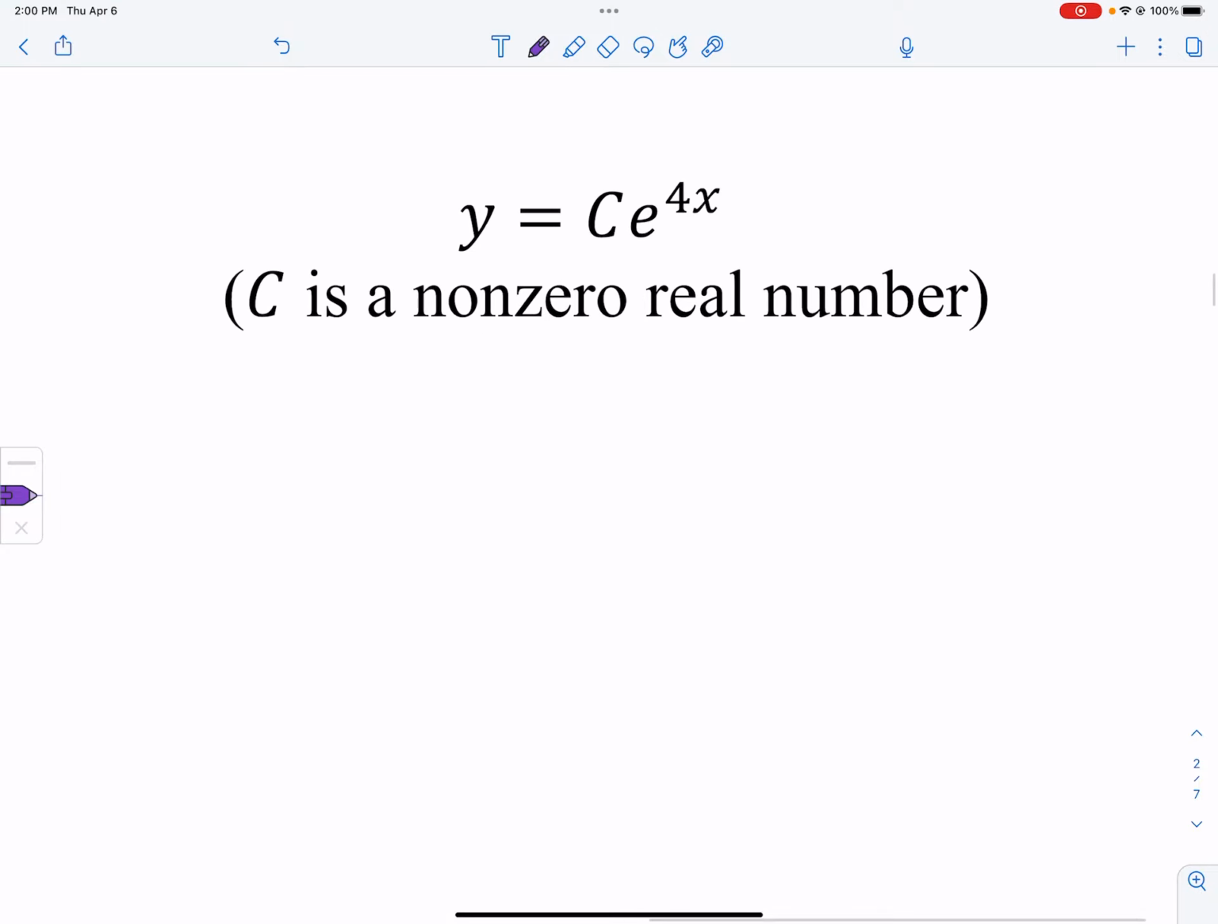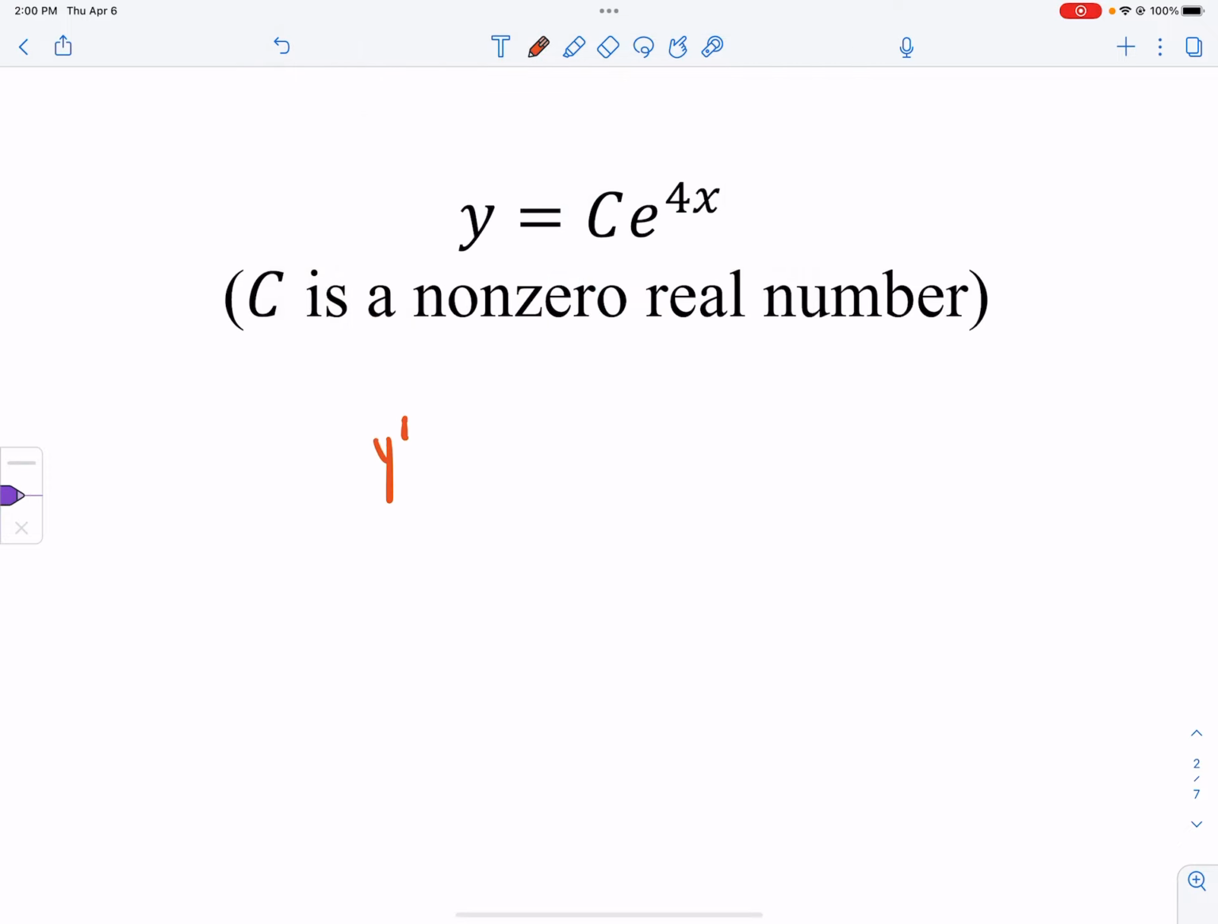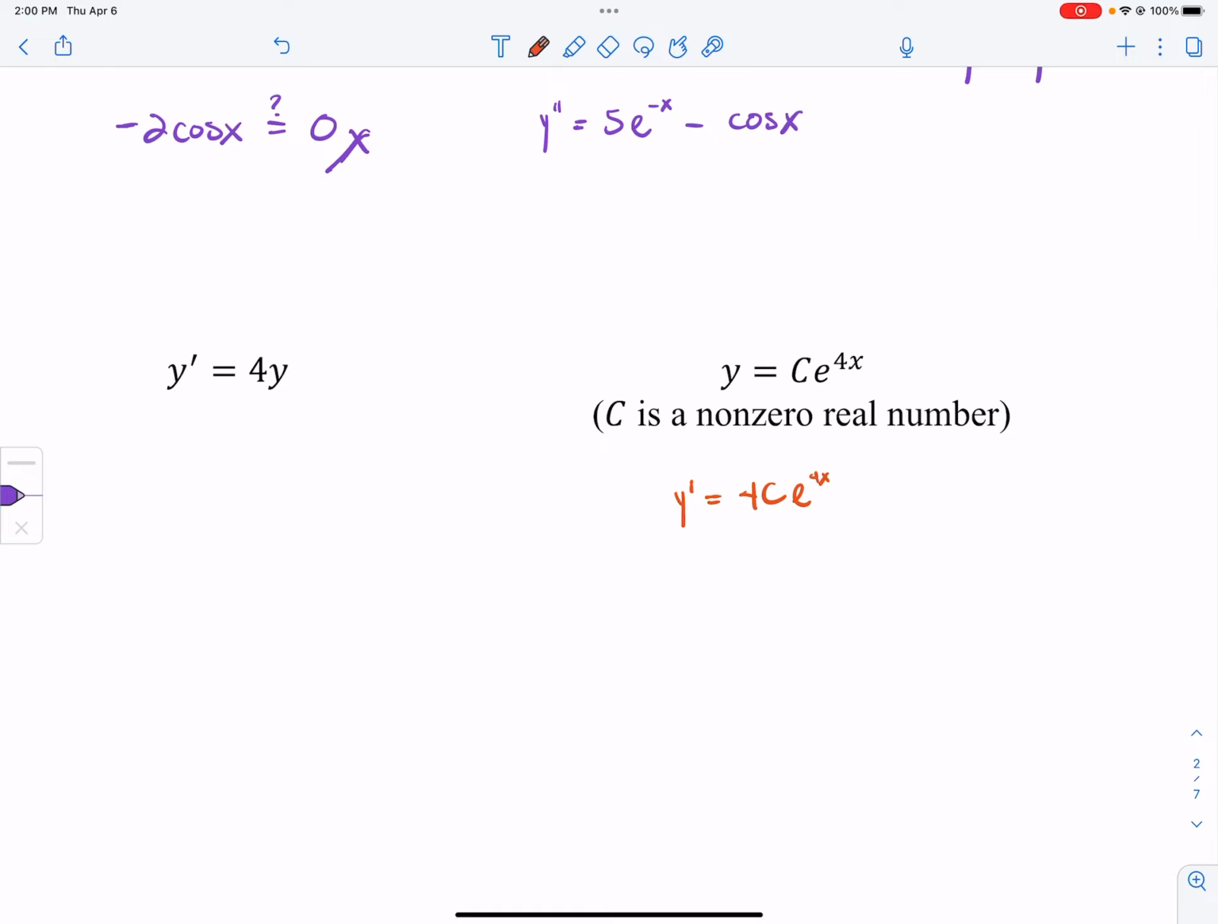So c, remember, is just a constant. So we need y prime, let's switch colors here. Let's use orange. Y prime, we would have 4c e to the 4x, because it would be c e to the 4x times 4, finishing chain rule.